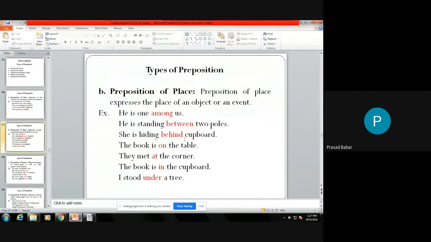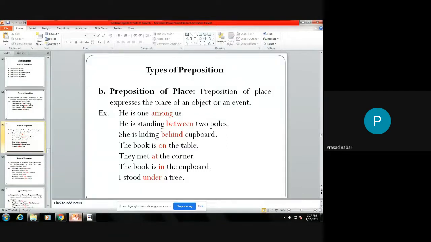So the next type of preposition is preposition of place. Let's see its definition. Prepositions of place express the place of an object or an event. So prepositions of place are the prepositions which express the place of an object, at which place that object is placed or located. It is expressed by a preposition of place, or of an event.